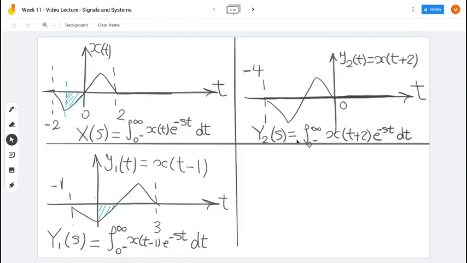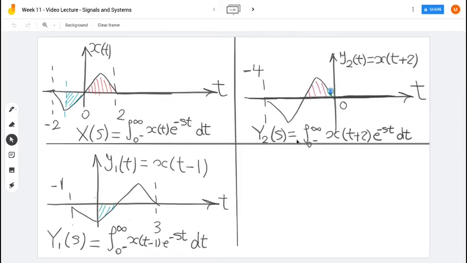Same situation over here. Imagine we have x of t plus 2, which is a shifted version of x of t, but now to the left. Now we had a non-zero part of the signal, which is this part. This part was happening at t larger than 0, and it was included in this integration. But right now, due to the time shift happening, this part of the signal now has been shifted to t less than 0.